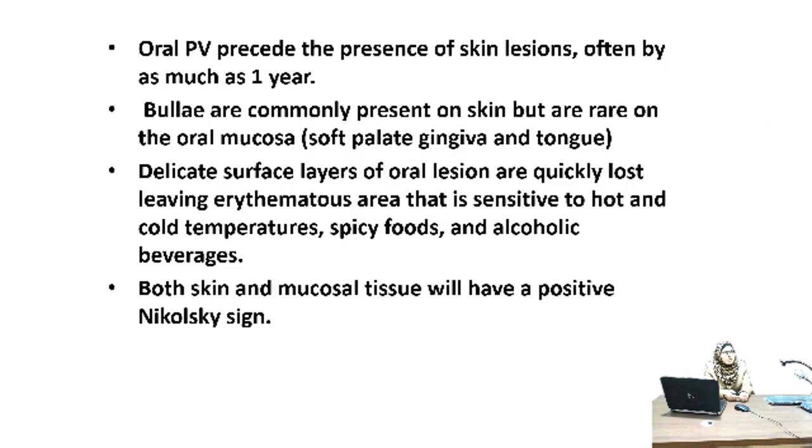Oral pemphigus vulgaris precedes the presence of skin lesions, often by about 1 year. Bullae are commonly present on the skin, but are rarely found in the oral mucosa, soft palate, gingiva, or tongue. The buccal mucosa is the most common site for the development of pemphigus vulgaris. The delicate surface layer of the lesion is quickly lost, leaving an erythematous area that is sensitive to hot and cold temperature, spicy food, and alcoholic beverage. Both skin and mucosal tissue will have a positive Nikolsky sign. Like mucous membrane pemphigoid, pemphigus vulgaris also has a positive Nikolsky sign.